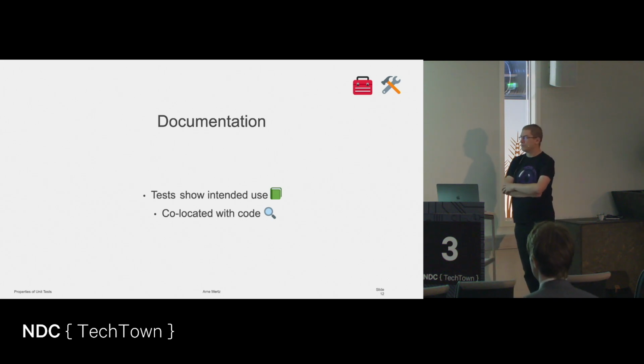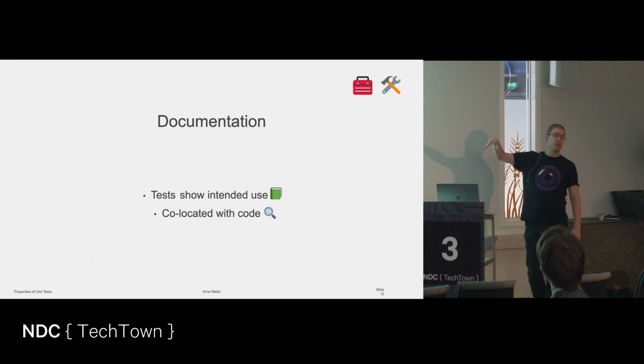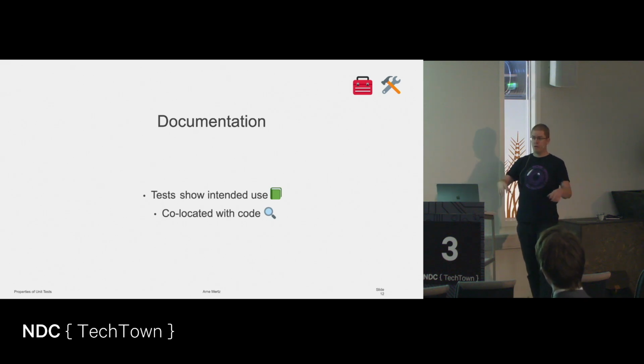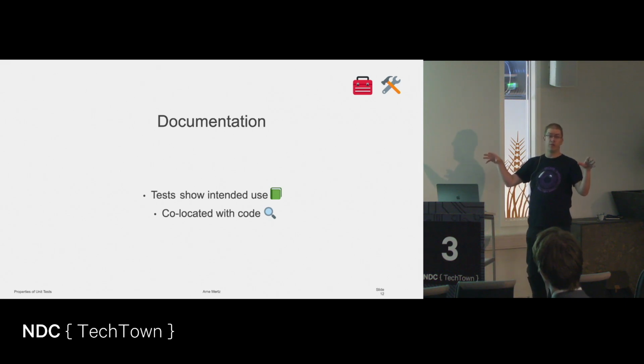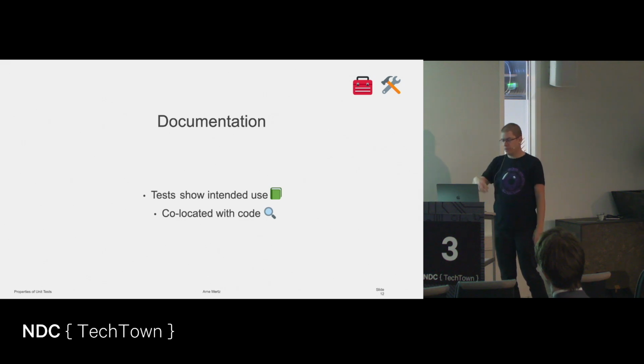But therefore, to actually have the test as documentation, we want to have the test co-located with the code, right? We don't want to have them very far apart, and especially not in a completely different repository. So if you have the code, you want to have the documentation and the test for the code more or less at the same location.